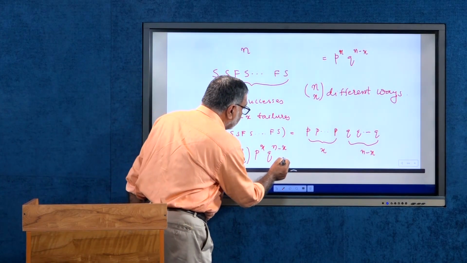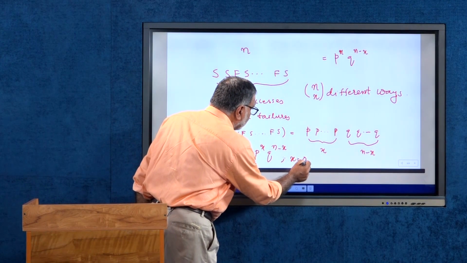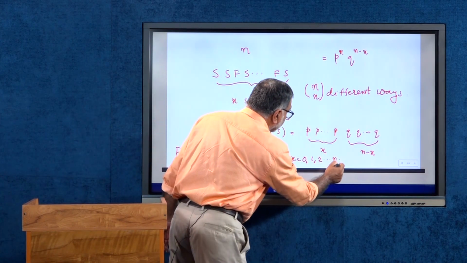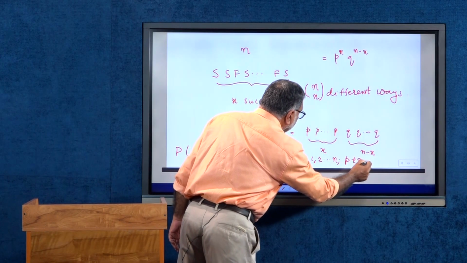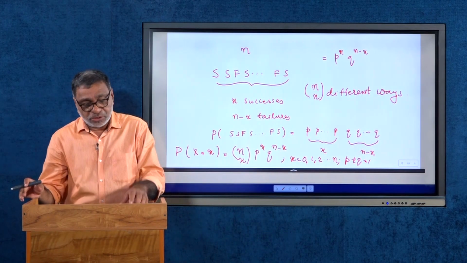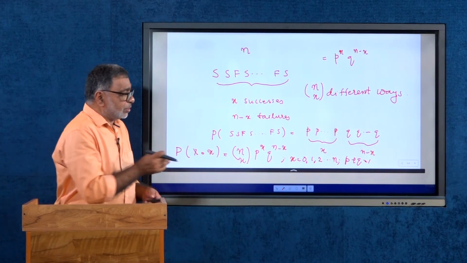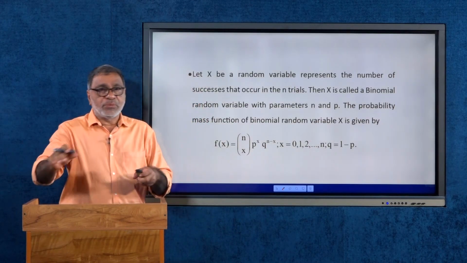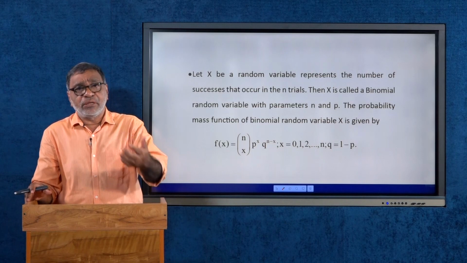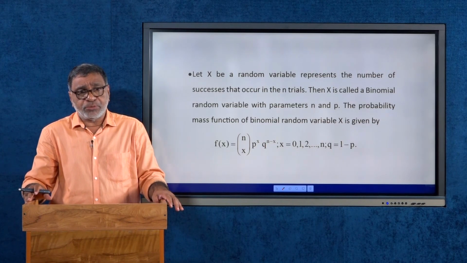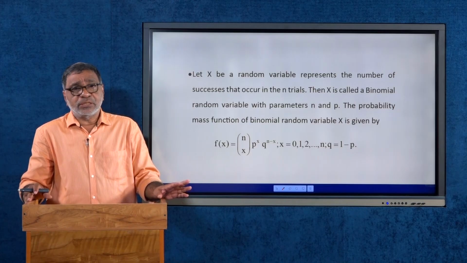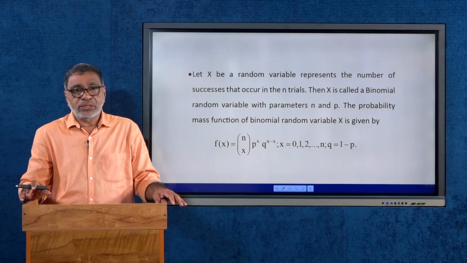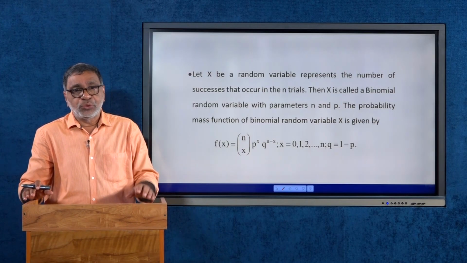Of course, the value of x is equal to 0, 1, 2, etc. up to n, and p plus q is equal to 1. And this is known as the binomial random variable or binomial distribution. So that is the probability mass function. This is the way we derive the probability mass function of the binomial distribution. Probability of X equal to x, that is f(x), is equal to nCx p power x q power n minus x, x equal to 0, 1, 2, etc. up to n, and q equal to 1 minus p.